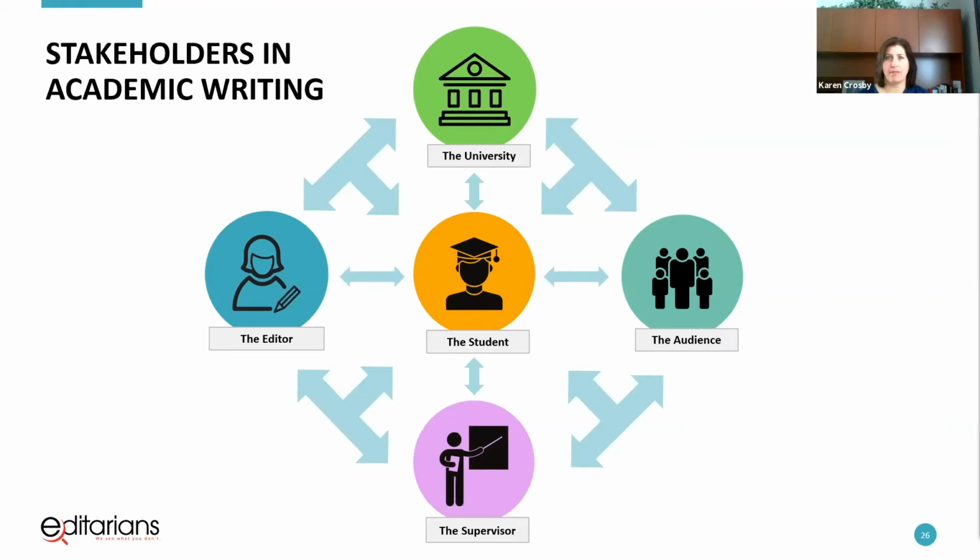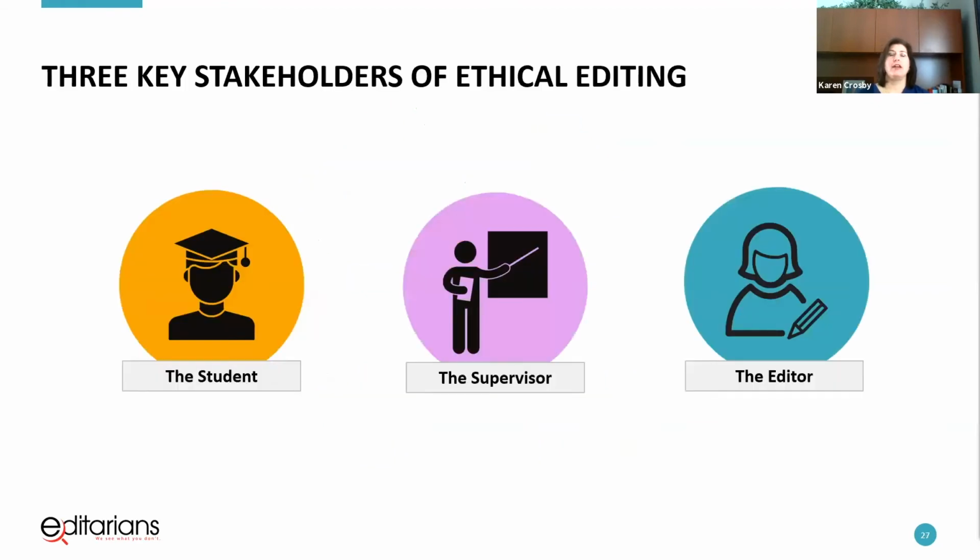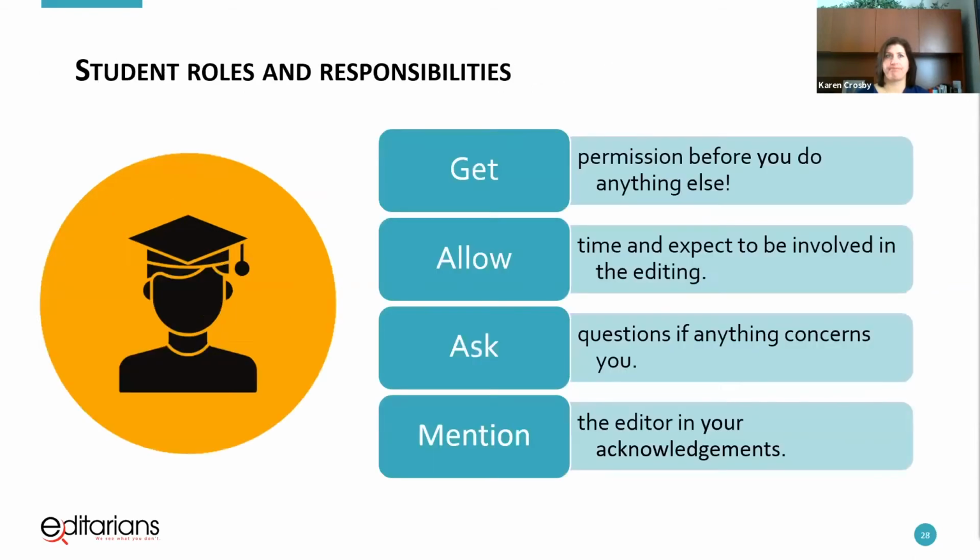So let's look in a little bit more detail at what I would say are the three key stakeholders of this process: the student, the supervisor, and the editor. The onus for ensuring that the pen stays in the student's hand is on the student. If you're a student, you're the one who is responsible. You have to meet those standards. You're the star of the show. Your supervisor and your editor play supporting roles.